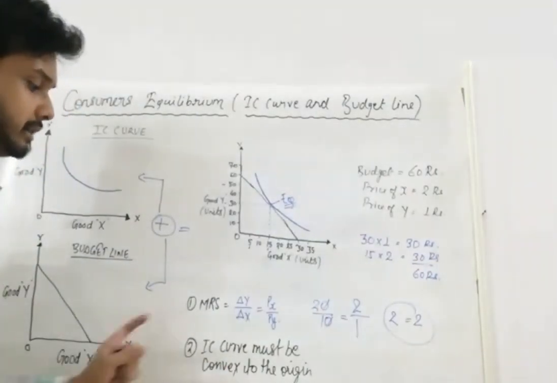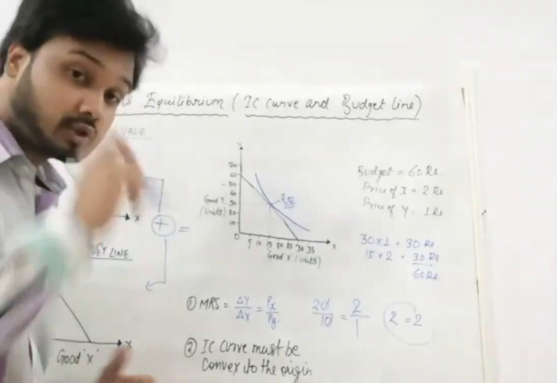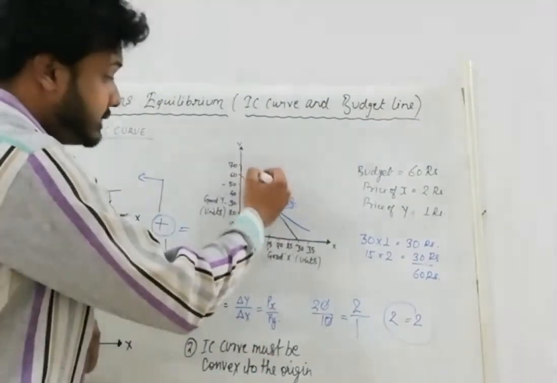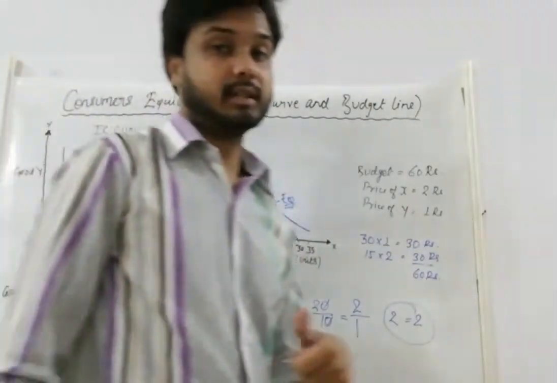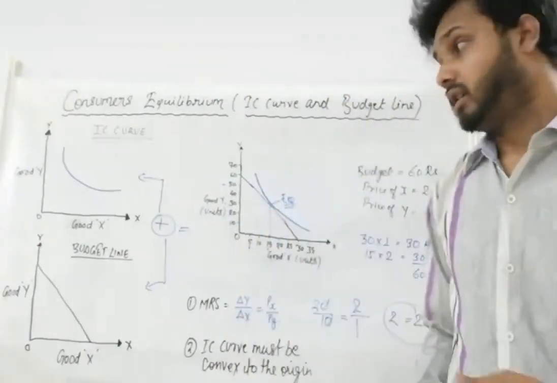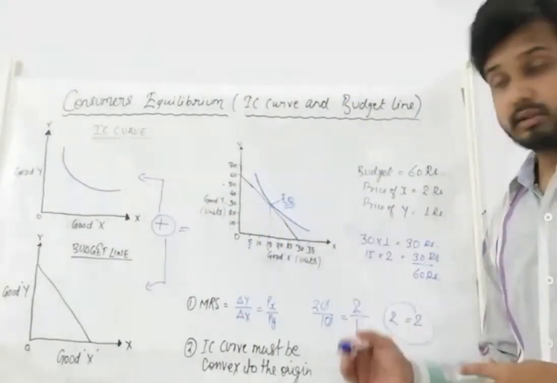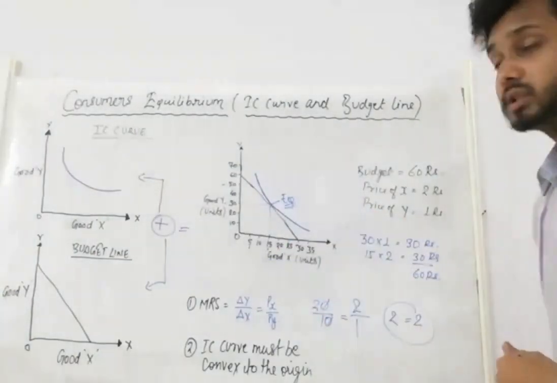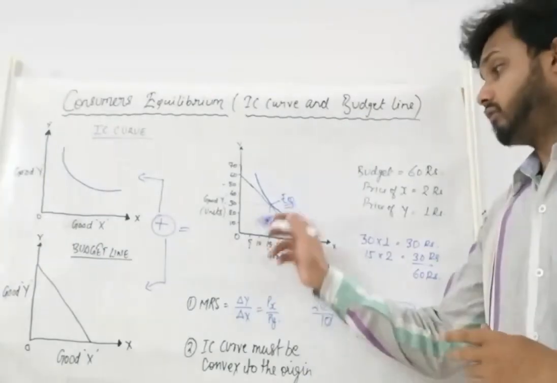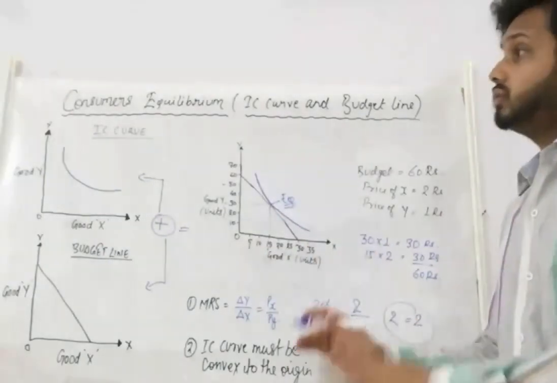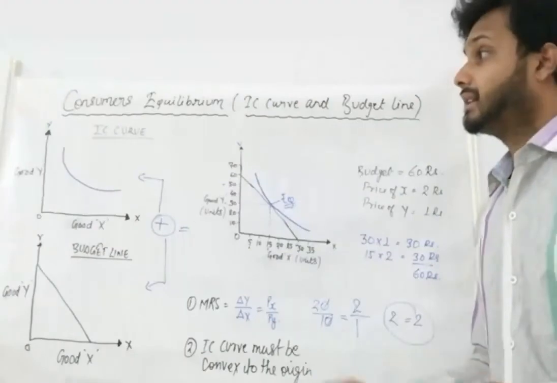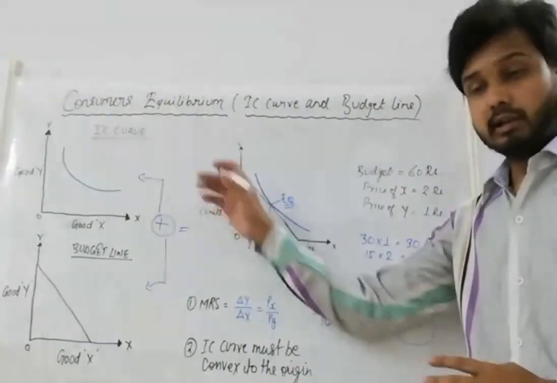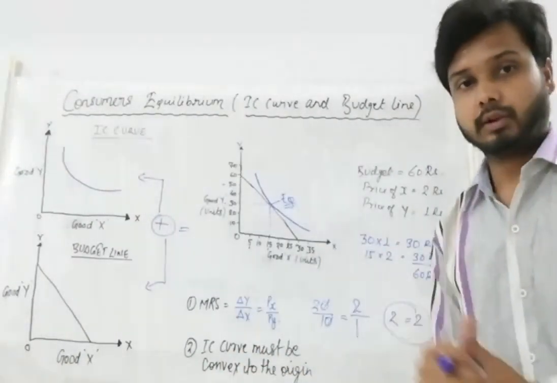The second condition says that the indifference curve must be convex to the origin. With the diagram we can see that the shape of the indifference curve here is a convex one. It has the property that an indifference curve is always convex to the origin. So both our conditions are getting satisfied here. We have also got the point of equilibrium. This was the overall concept that you will have to explain in consumer's equilibrium using the IC curve and budget line. Okay, thank you.